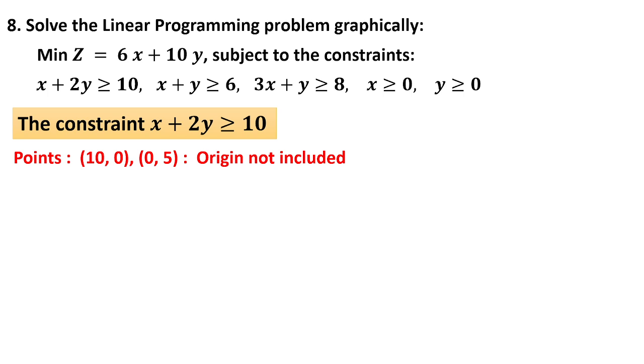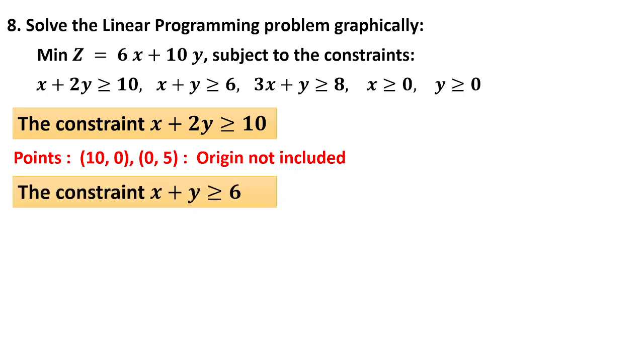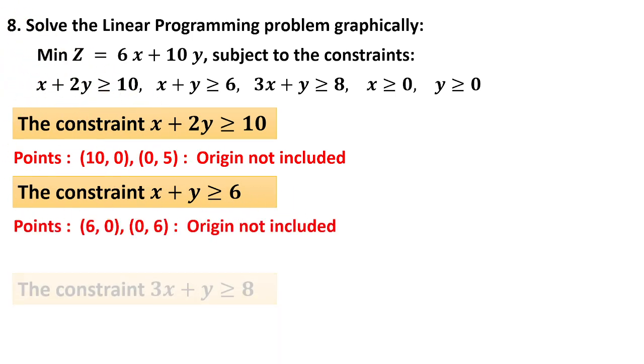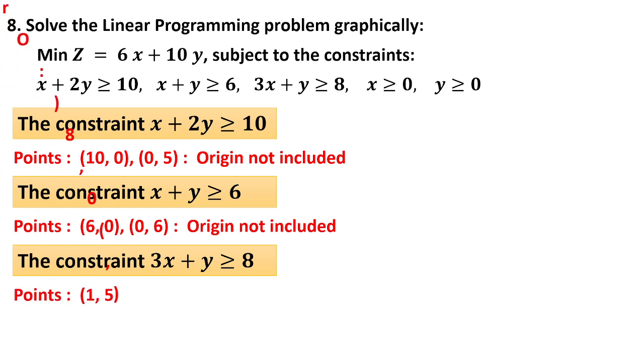Origin is not included because it is greater than or equal to 10. Origin is not satisfying. Once again, the second constraint: 6, 0, 0, 6, origin not included. Third line, points are 1, 5 and 0, 8, origin not included. Here when I put y is equal to 0, I am getting x is equal to 8 by 3. Therefore, I am avoiding it. Therefore, I am putting y is equal to 5 and getting the value of x.